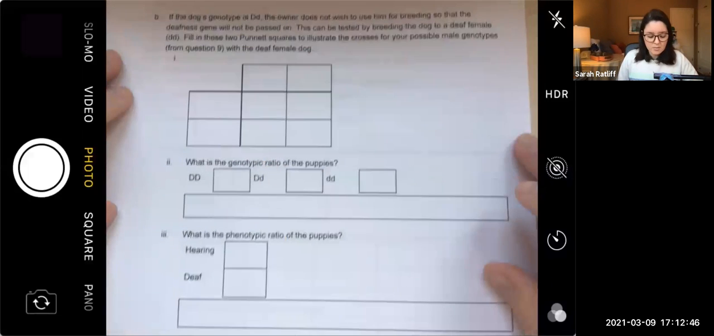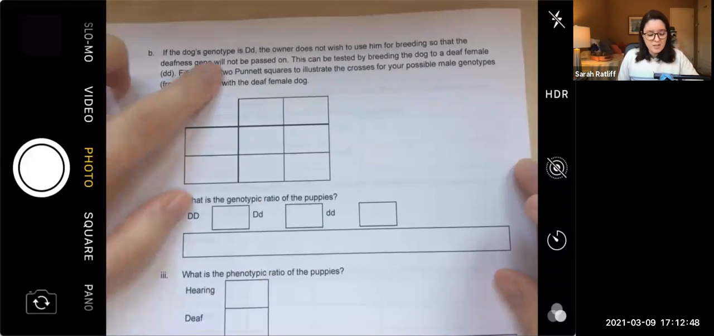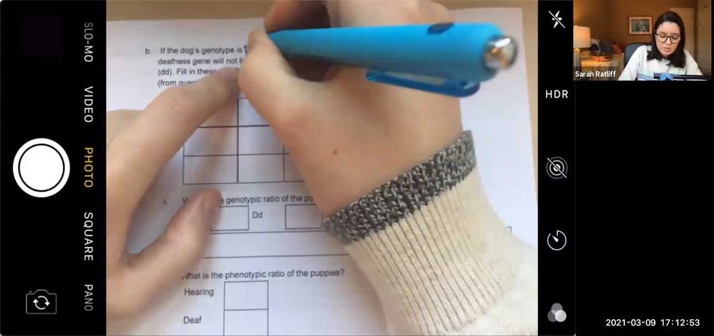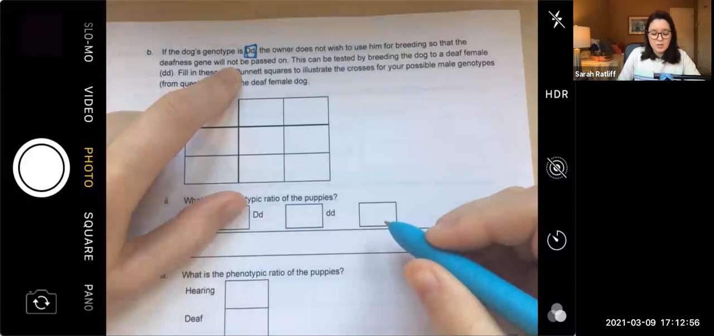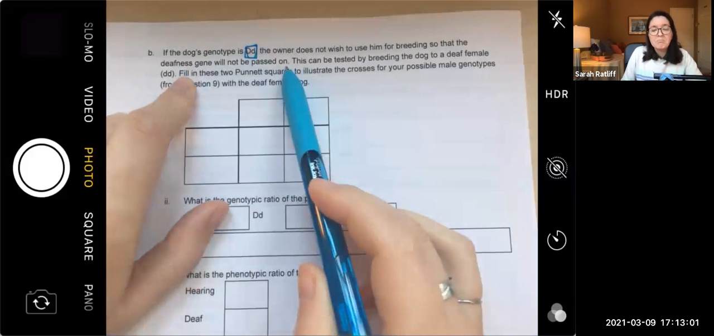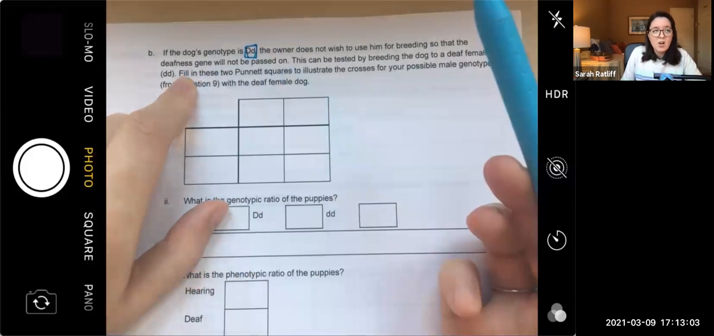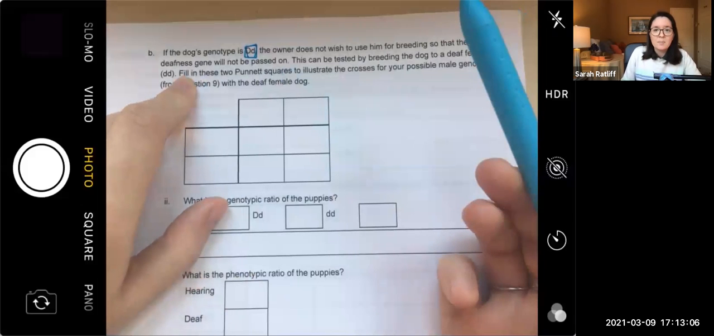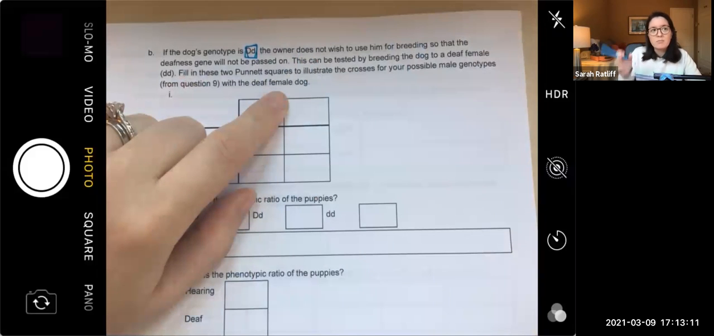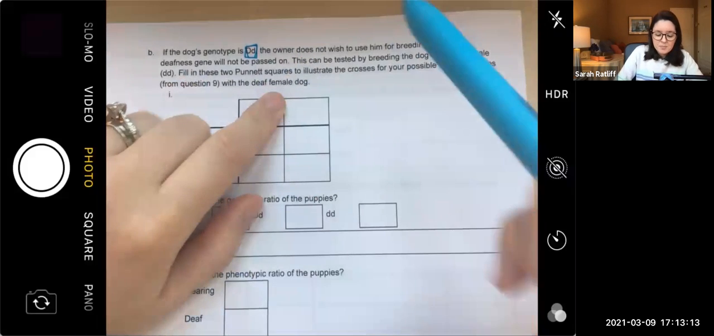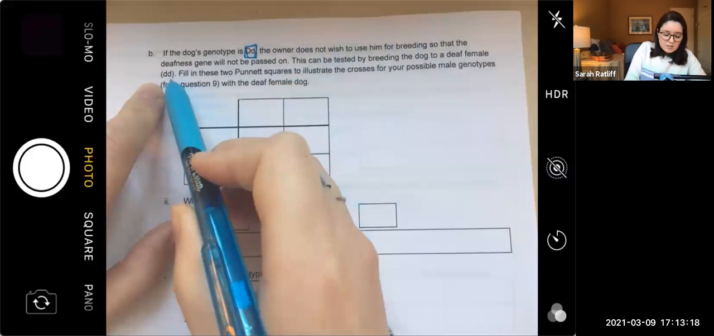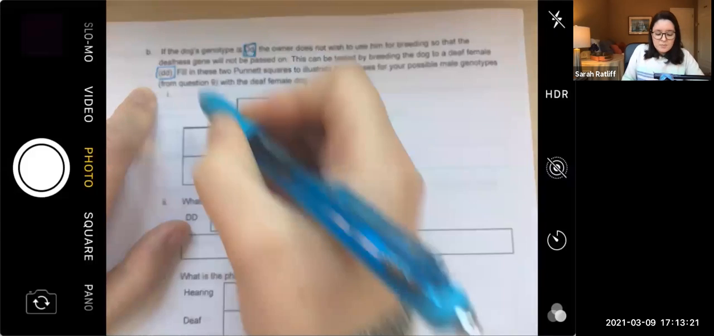All right, so if the dog's genotype is in fact DD, we are not sure. We're just going to try to play pretend here, give it a shot. The owner does not wish to use him for breeding so that the deafness gene will not be passed on. That makes sense. It's kind of a good thing to have a dog that can hear. So we don't want to pass on that deafness gene so that our dogs can hear. This can be tested by breeding the dog to a deaf female, little d, little d. So I'm going to put another box around that to call attention.